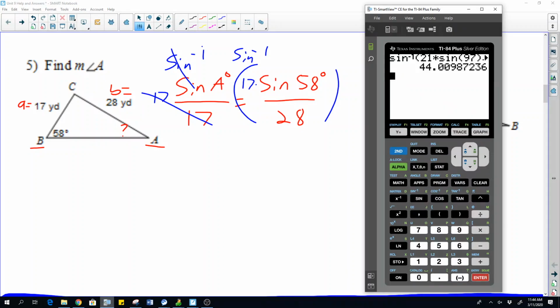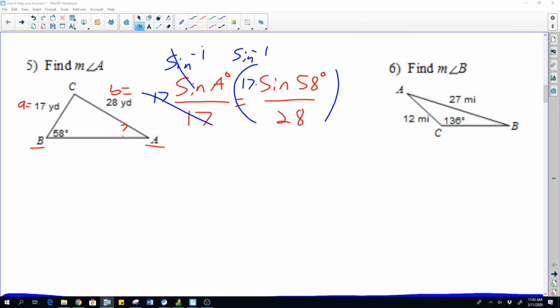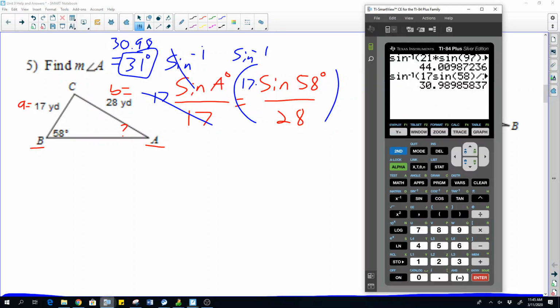Yeah. So then we'll plug that into our calculator. We'll go inverse sine of 17 sine 58 degrees. Don't forget to close the parenthesis. Then we'll divide it by 28. Nice. So then we get 30.98. Rounding that to the nearest tenth, the 8 will round the 9 up to 31. So we do get 30.98, and that rounds up to 31. Awesome. So there's our angle there. Don't forget your degrees. So that's 31 degrees.